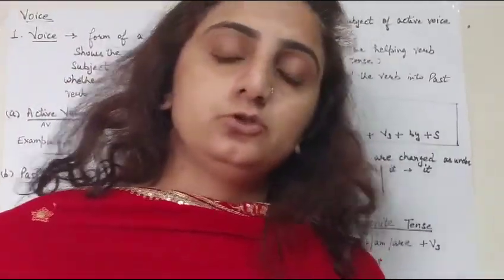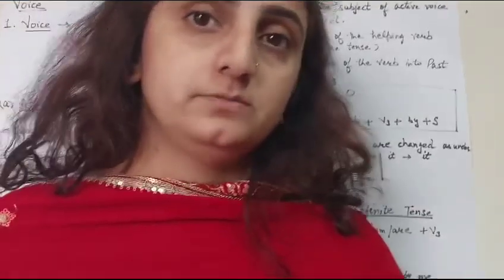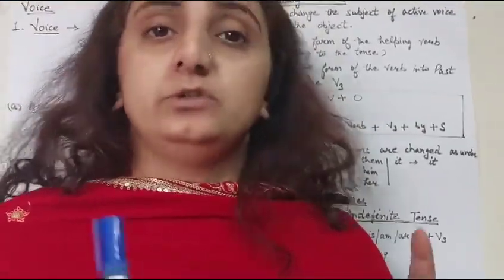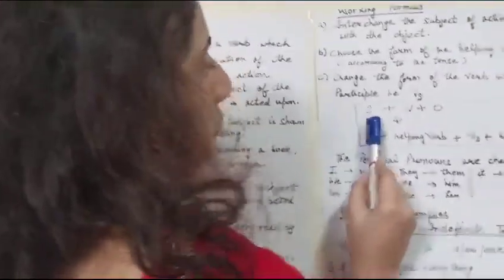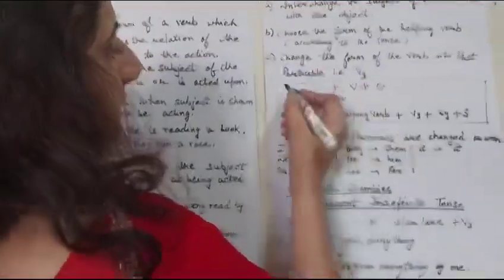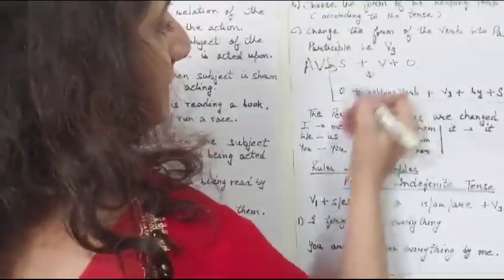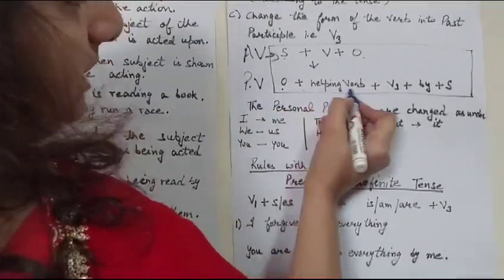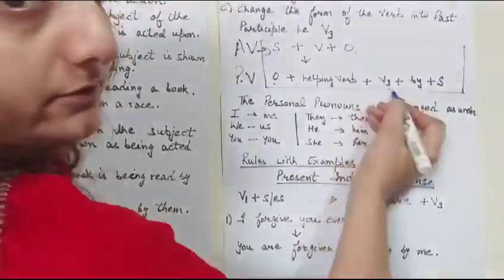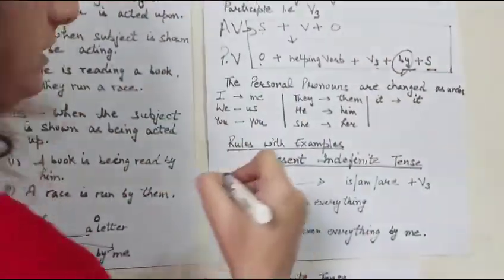Whenever we are going to change active into passive, we always use the past participle form of the verb, that is the third form of the verb. So this is the rule. When a sentence is in the active voice, it is subject, verb, object, and when it becomes the passive voice, it is object plus helping verb plus third form of the verb, plus by, plus subject.